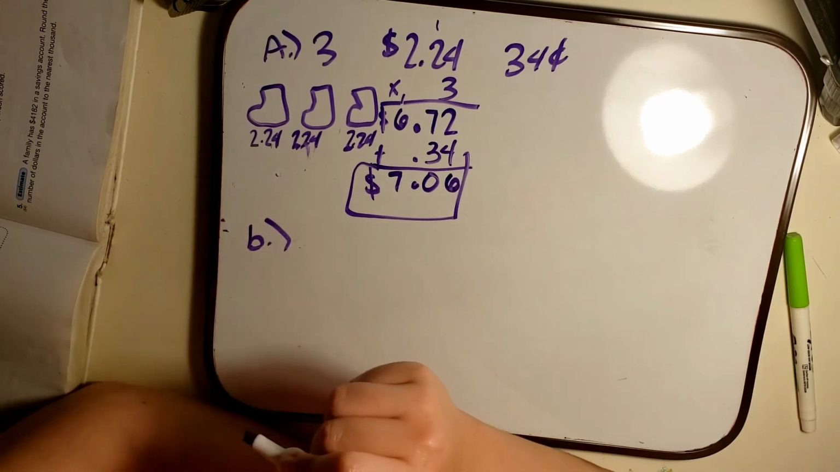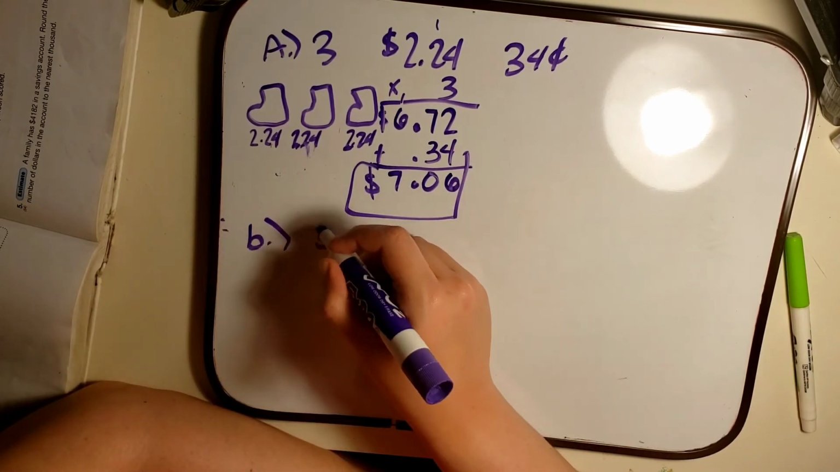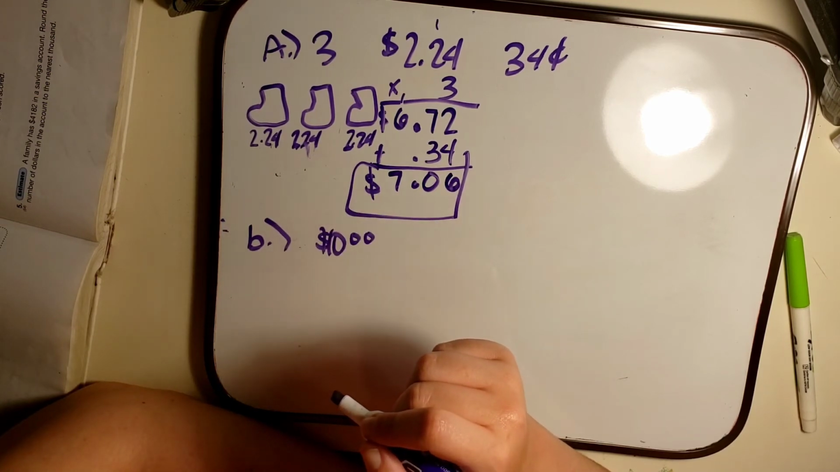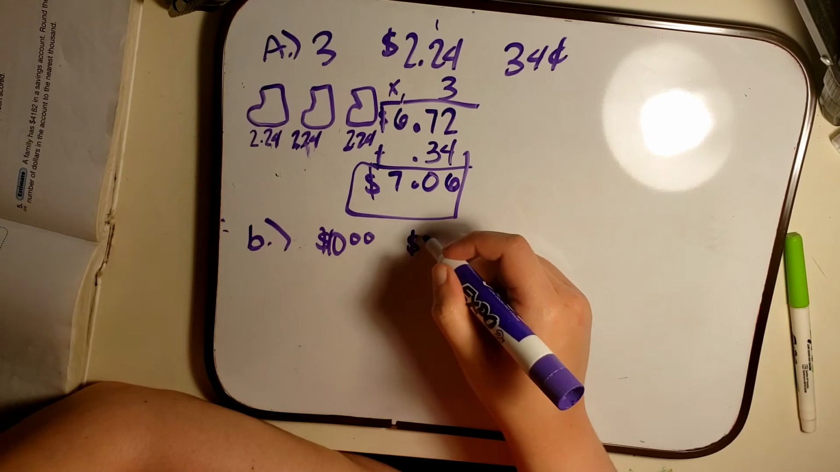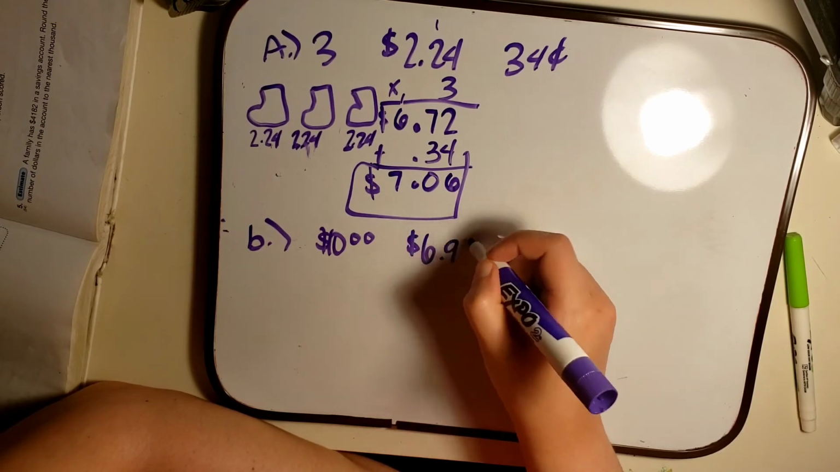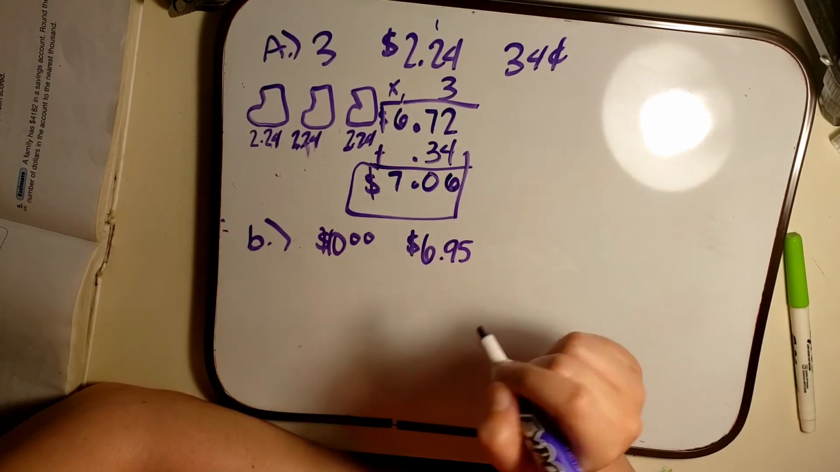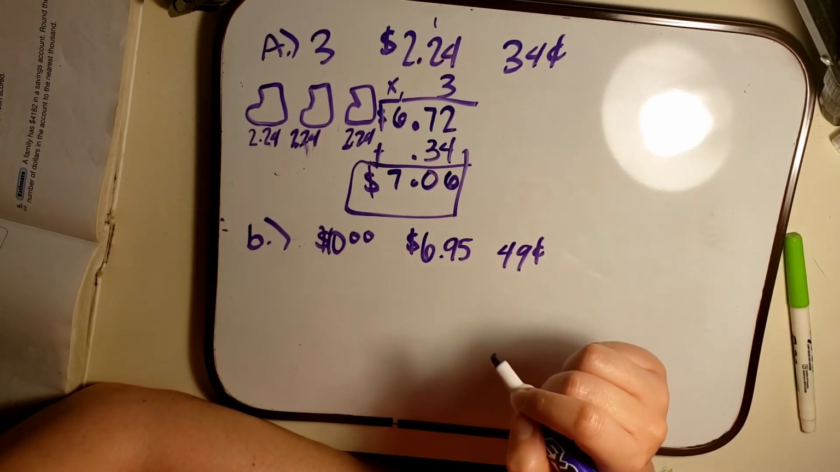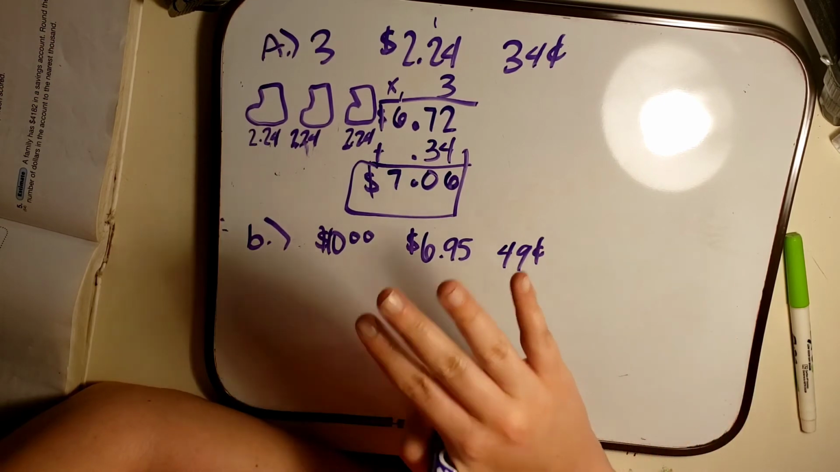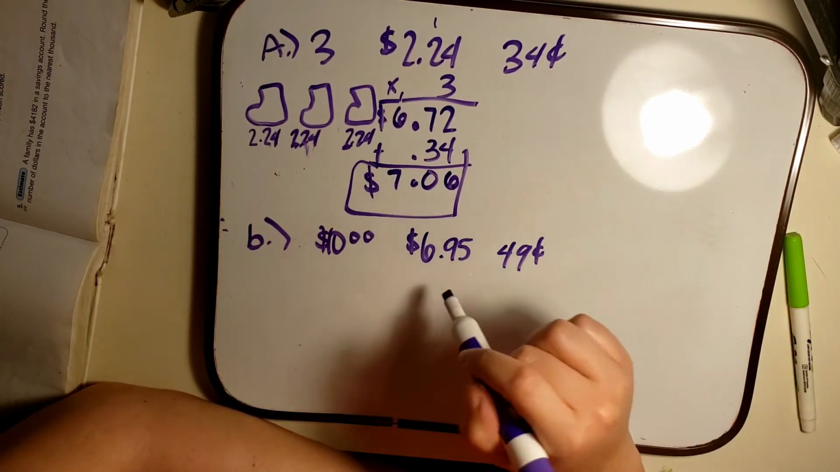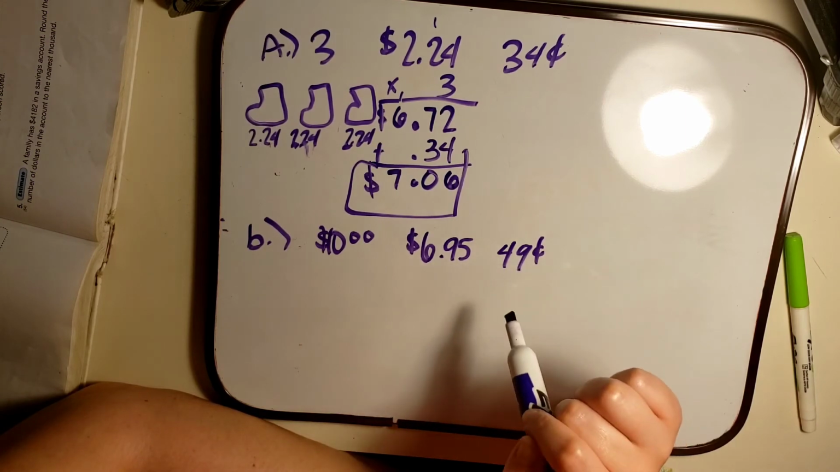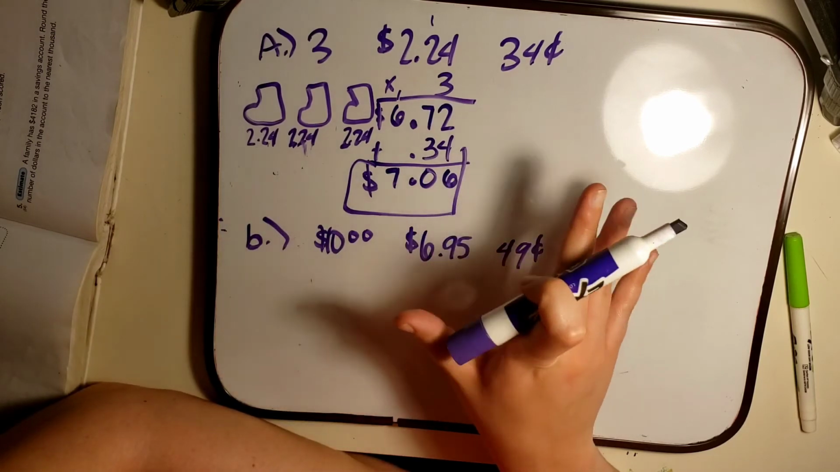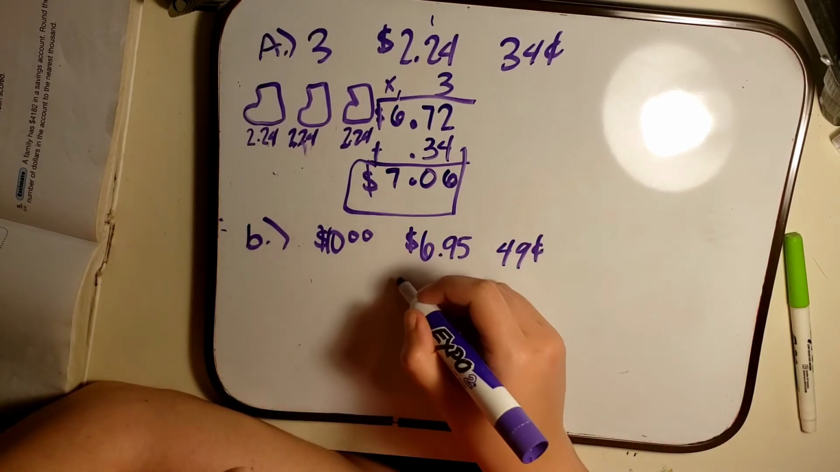All right, letter B says Hakeem paid $10 for tape that costs $6.95. The sales tax was 49 cents. How much money should Hakeem get back in change? Now this one kind of goes a little bit backwards, but we know that we have to add the sales tax. So that's what we're going to do first. We're not going to worry about this $10 because we need to know how much the total is first. So we're going to add our sales tax.